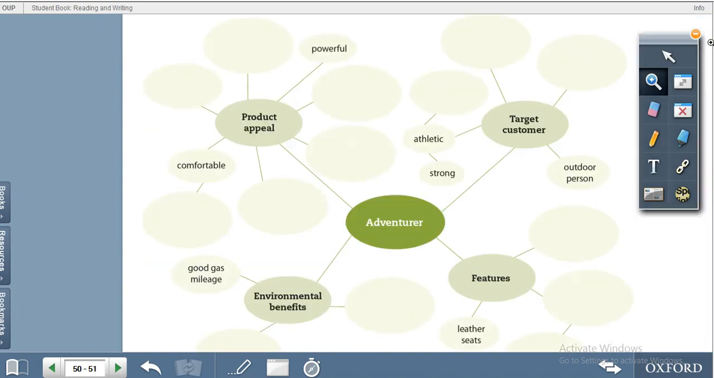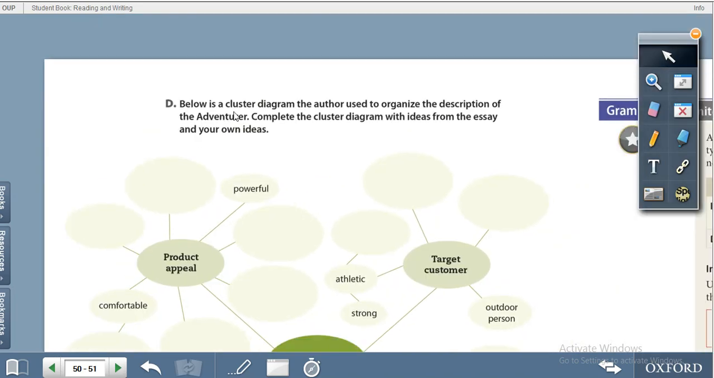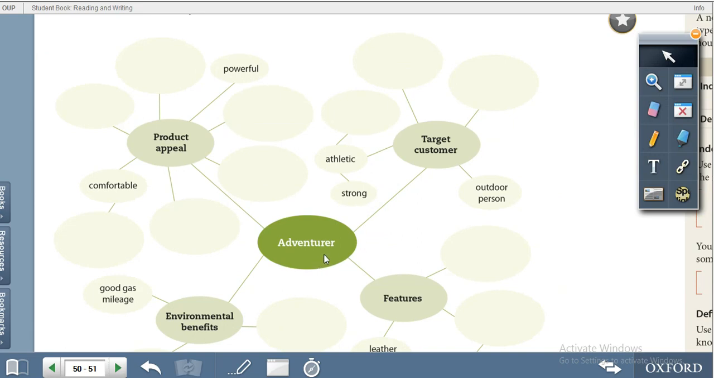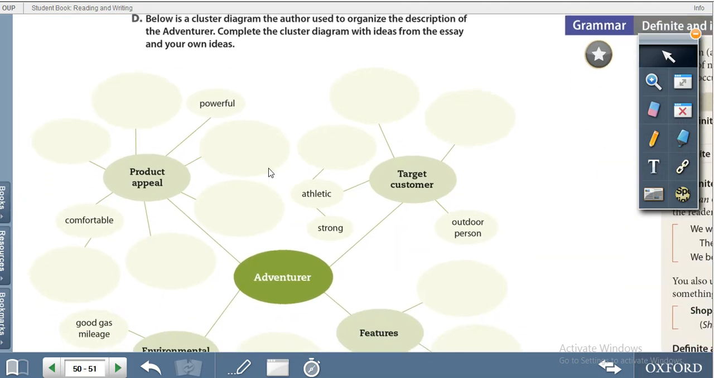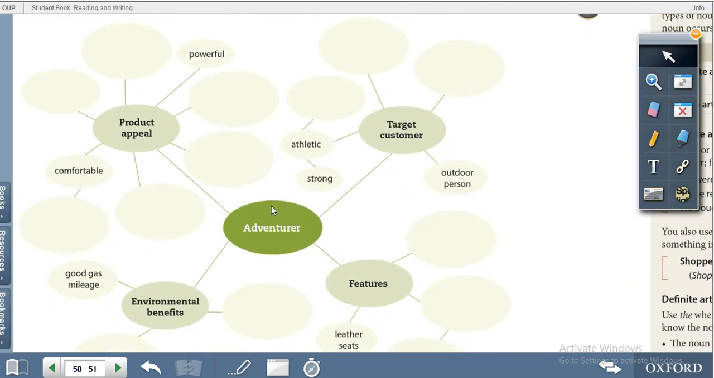Okay, then next we will go to the next page. There is a tree diagram or cluster diagram. Adventurer: what does an adventurer want? For example, you are an adventurer, or a drifter, or you love adventure. What do you want? So what is the target customer, product appeal? You have to read the details on the previous page about this SUV, and you can also write your point of view. For example, target customer: outdoor person, strong athletic, drifter.